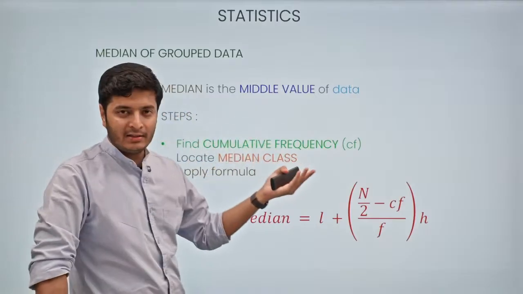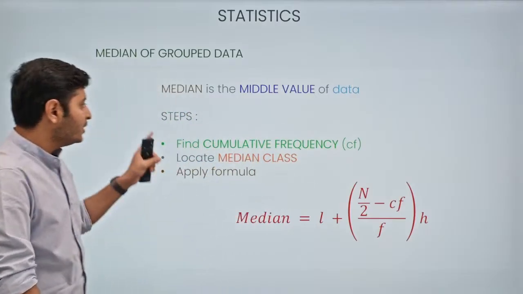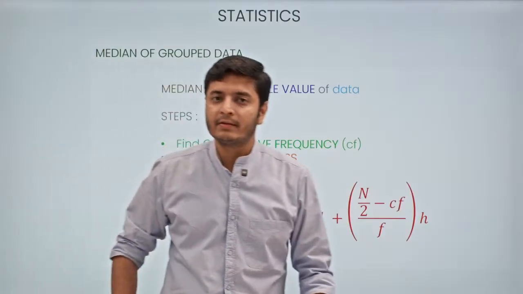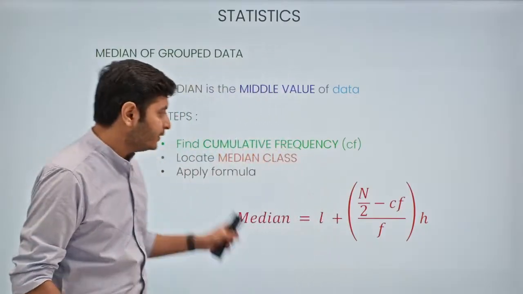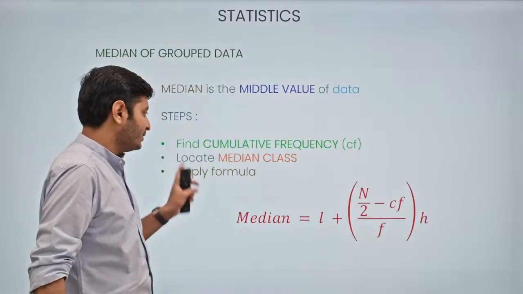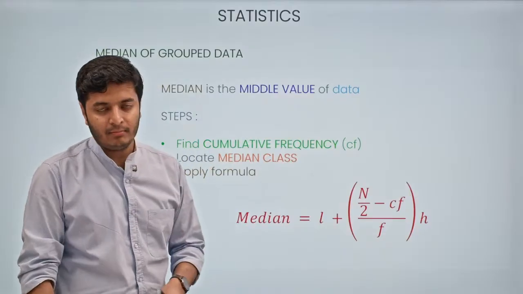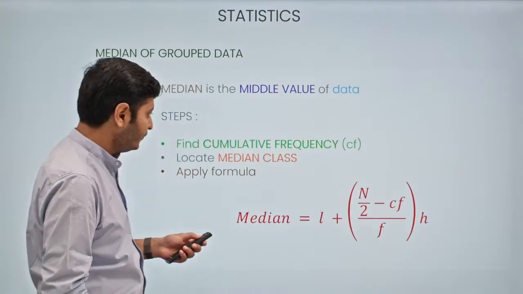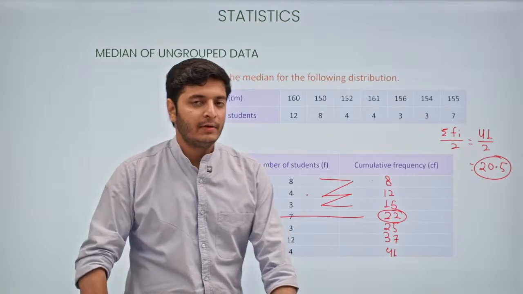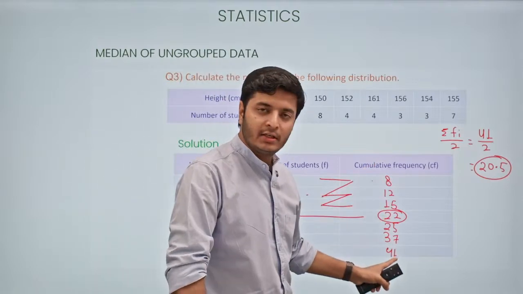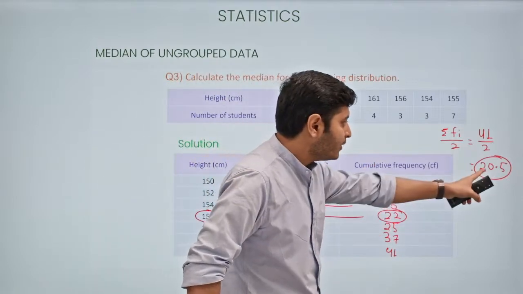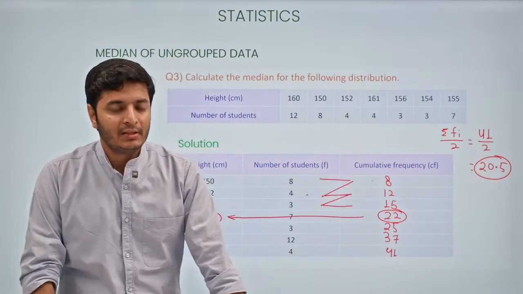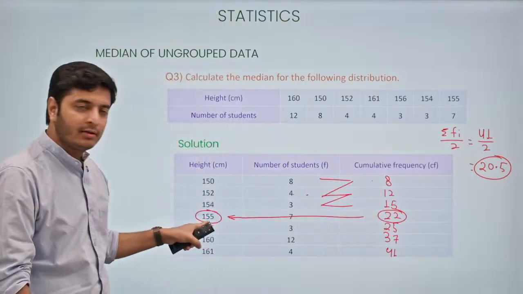Median is again the middle value of any data set. So we are going to find the cumulative frequency. Now you understood the concept of cumulative frequency, how to find it, you know. So first we are going to find the cumulative frequency. Then we are going to look at the median class. What is median class? In this example, what we did? We calculated the cumulative frequency. We found the half of summation fi, correct? Then we are finding the median directly.